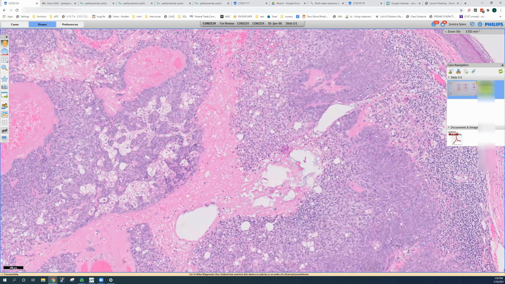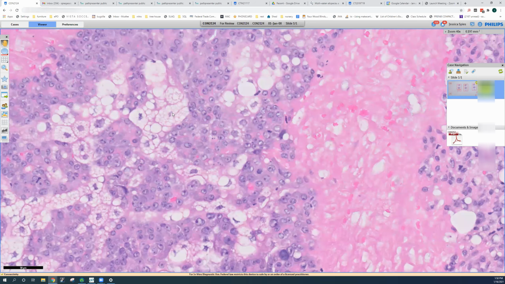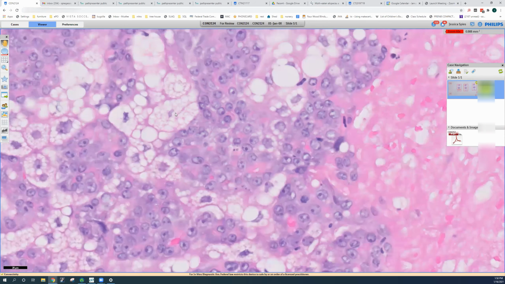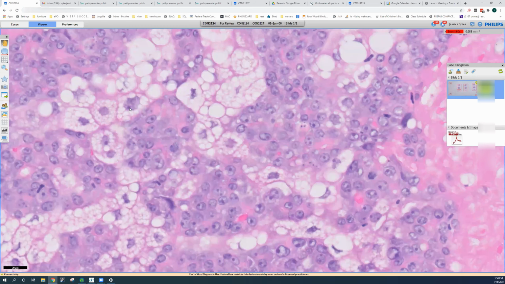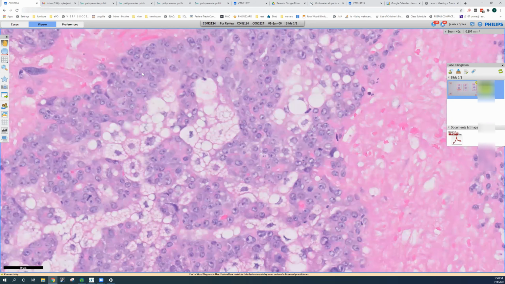And at high power, it's composed of an admixture of basaloid cells and cells with sebaceous differentiation. You can see here all these vacuoles in the cytoplasm and the indented nuclei. That's a sebocyte. You can see some of the sebocytes have very large, not small and indented, but very large and indented nuclei with these prominent nucleoli. And when you look at the basaloid cells, they're kind of crowded and overlapping and very pleomorphic.